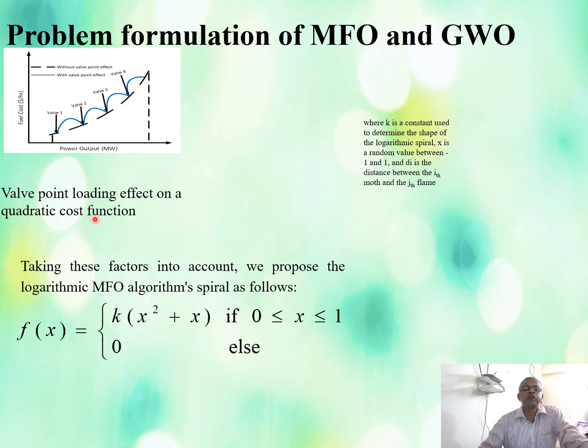Problem formulations for MFO and GW. Here is the ballpoint loading effect on a quantity cost function, where K is a constant used to determine the shape of the log normal spiral. t is a random value between 1 and -1, and Di is the distance between the i-th moth and the j-th flame. Taking these factors into account, we propose the logarithmic MFO spiral as follows: a function of x in between x square plus x, if x is within 0 and 1.